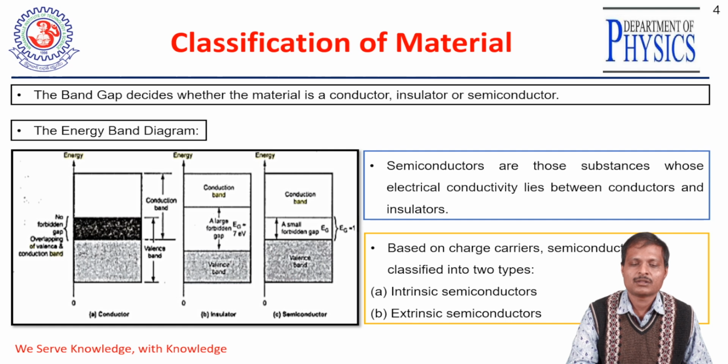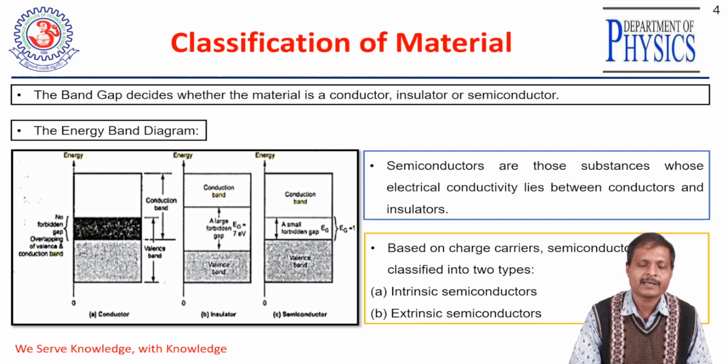So how can one classify materials based on this band gap? Based on the band gap, we can decide whether a material is a conductor, an insulator or a semiconductor.